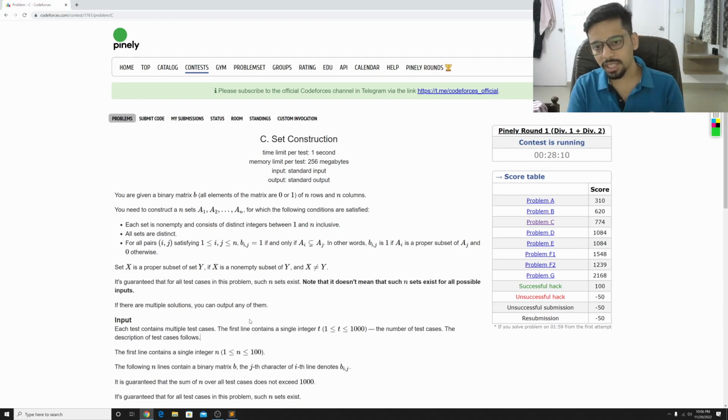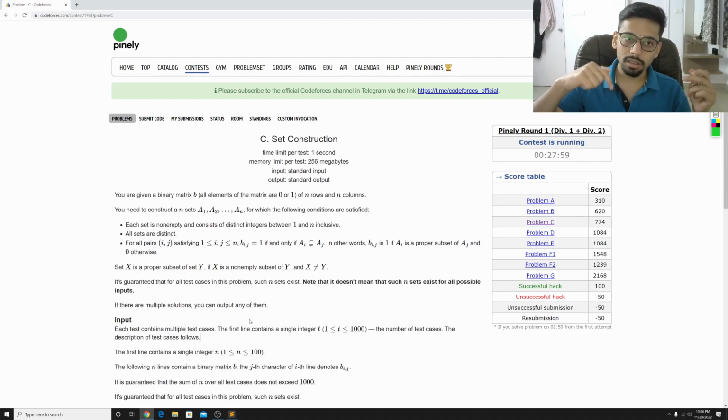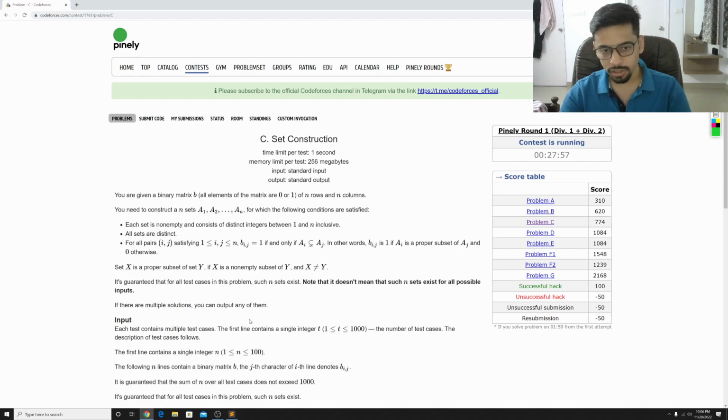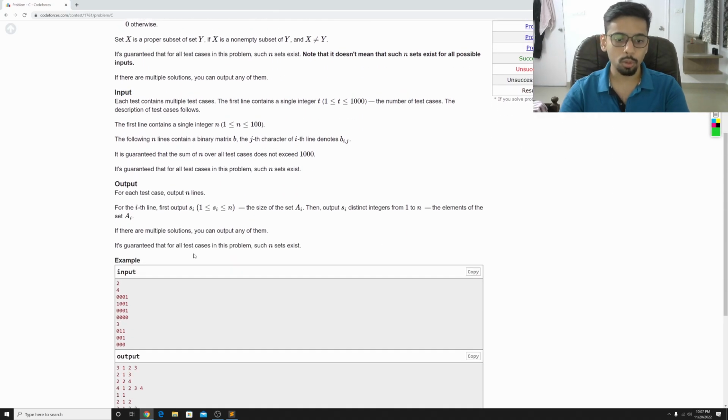So the problem is saying that you are given a binary matrix of n cross n size. You are supposed to construct n sets, and each set has to follow certain conditions which are stated here. Now for the binary matrix, if bij equals 1, then the ith set that you construct should be a proper subset of the jth set you construct. That's all you need to follow. And I will try to explain the approach I was thinking.